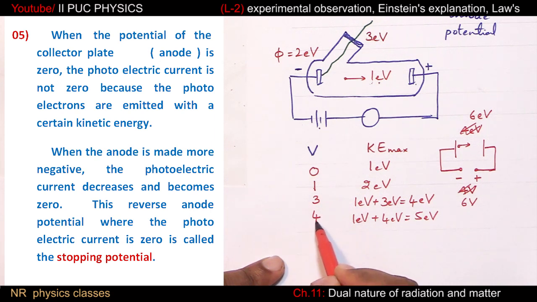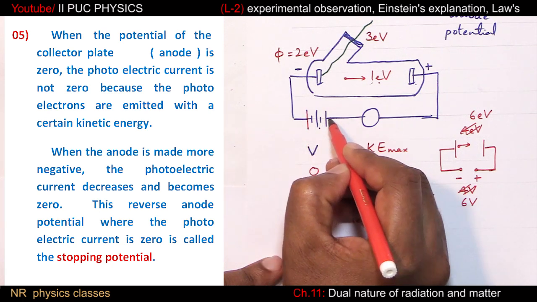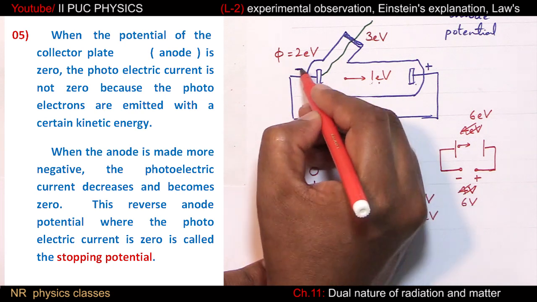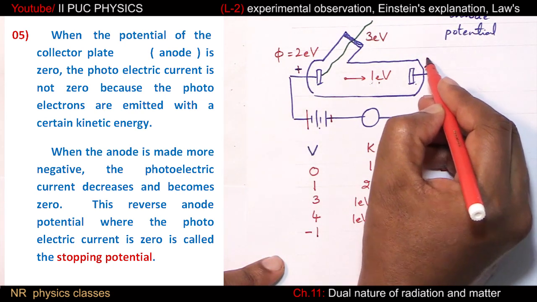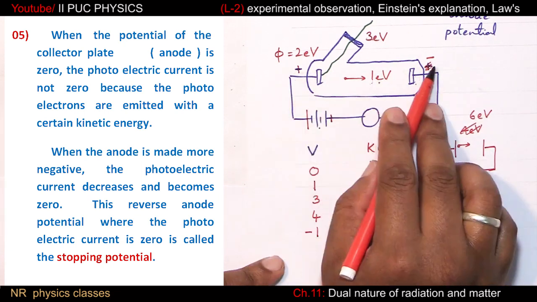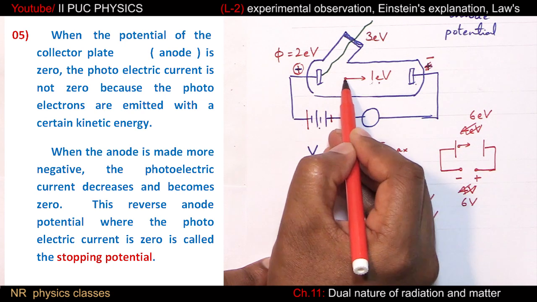Now, if this is reduced to minus 1, means if this is made positive and this is made negative, cathode is made positive and anode is made negative. Now what happens? This positive will attract photoelectrons back.